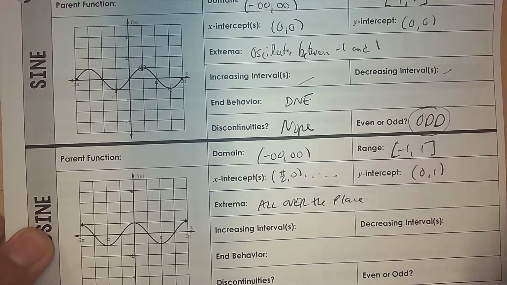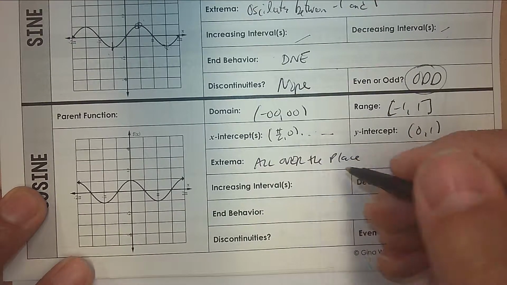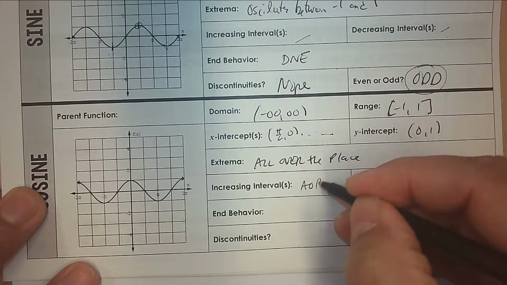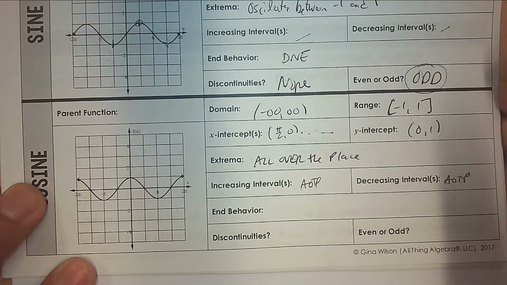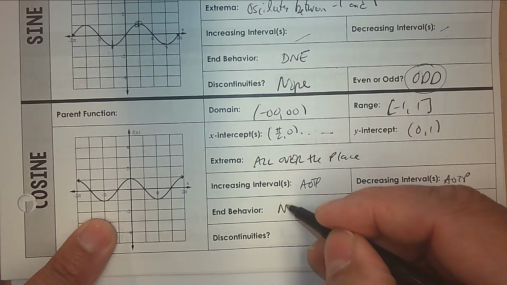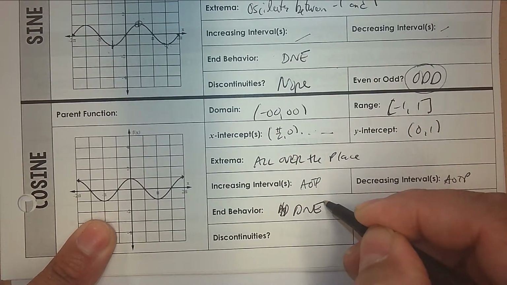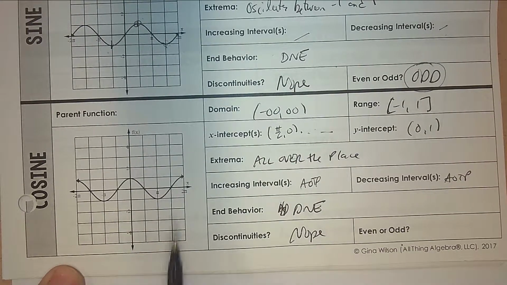It just keeps oscillating up and down. Interval, same thing. I should call it all over the place. I'm not going to list each one or say it generically for you, but the end behavior, again, doesn't exist because it oscillates. There are no discontinuities. But here, I want to get to here. See the reflection over the y-axis?